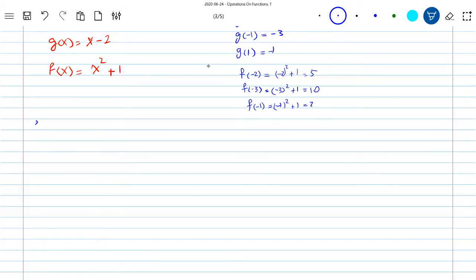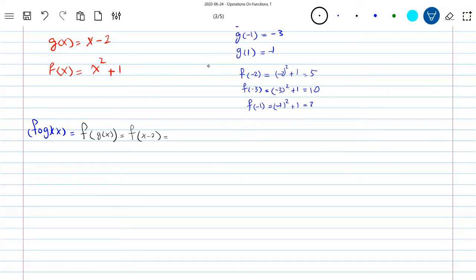So if they ask you to figure out what is f of g of x, by definition, this means find out what is f of g of x. You already have the g of x. If you're simplifying a function, you always start from the inside. What is g of x? G of x is given, x minus 2. So I replace g of x with x minus 2.